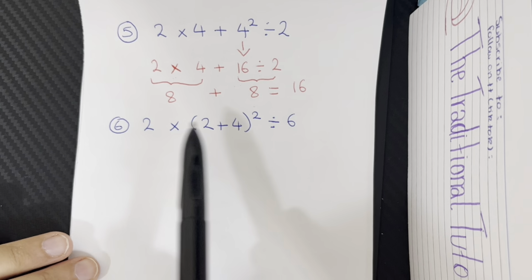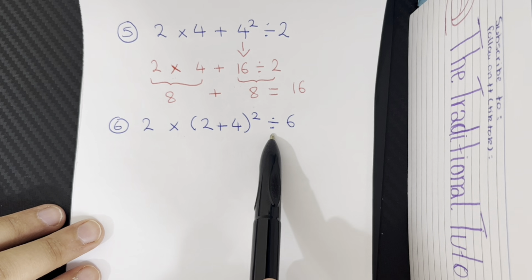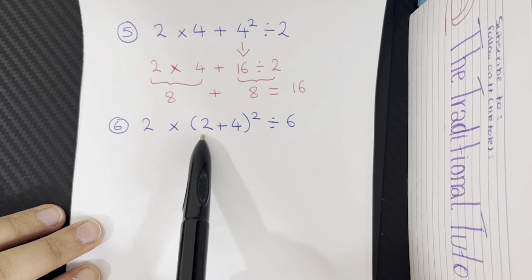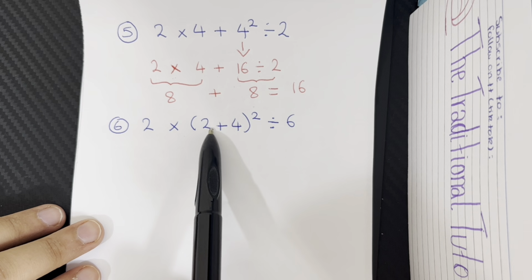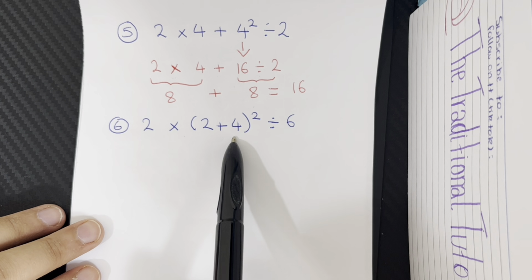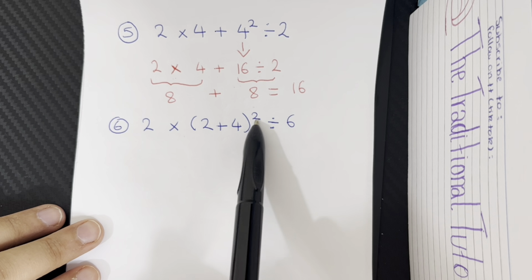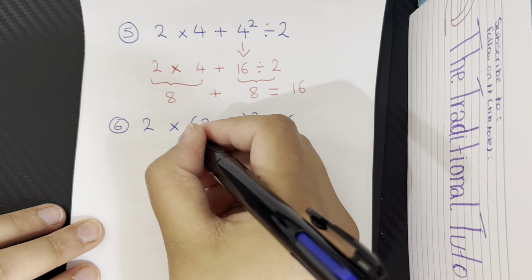We've got multiplication, brackets, addition, indices and division as well. And now according to BIDMAS, we've got to be doing our brackets first, okay. So let's look at our brackets. Inside my brackets I've got 2 plus 4, so that's what I need to solve before I look at my indices, which is a power of 2 in this case, okay. So let's break that down and solve it step by step.